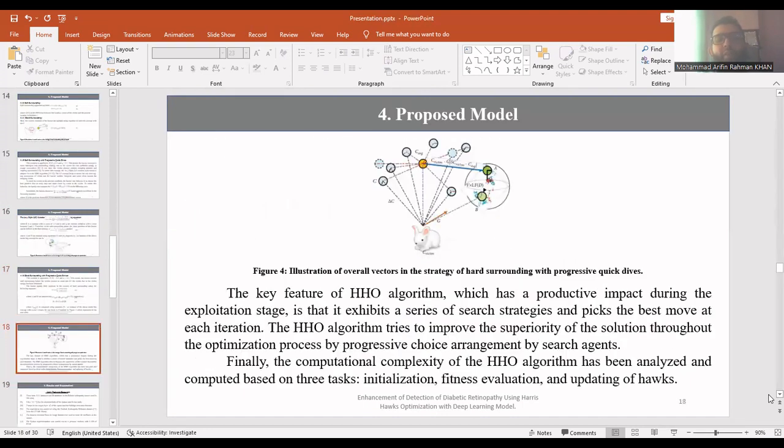The key feature of the HHO algorithm, which has a prodigious impact during the exploitation stage, is that it exhibits a series of search strategies and picks the best move at each iteration. The HHO algorithm tries to improve the quality of the solution throughout the optimization process by progressive selection arrangement by search agents. Finally, the computational complexity of the HHO algorithm has been analyzed and computed based on three tasks: initialization, fitness evaluation, and updating of hawks.